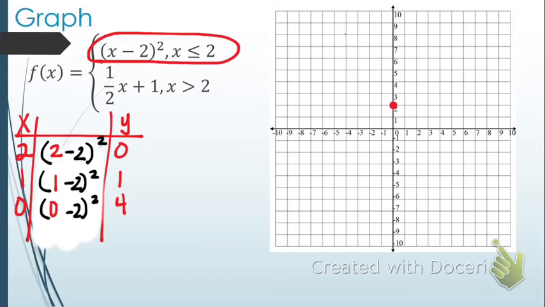So we're going to put a closed point at 2, 0, which is on the x-axis. And then we're going to put a point at 1, 1. And then we have a point at 0, 4. So again, this is just a piece of the parabola.